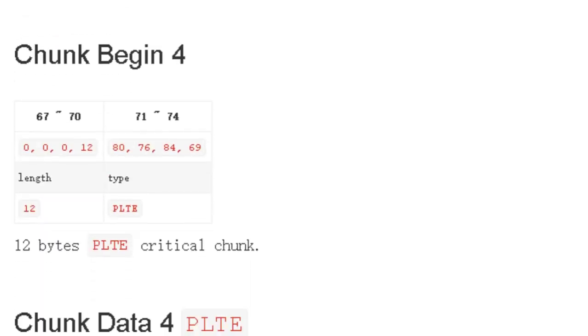Chunk begin 4. Bytes 67 to 70, 71 to 74, that's inclusive. The first 4 bytes creates the length of 12. The next 4 bytes creates the ASCII string PLTE. 12 bytes PLTE critical chunk. And we know this is a critical chunk because the first letter is capitalized.